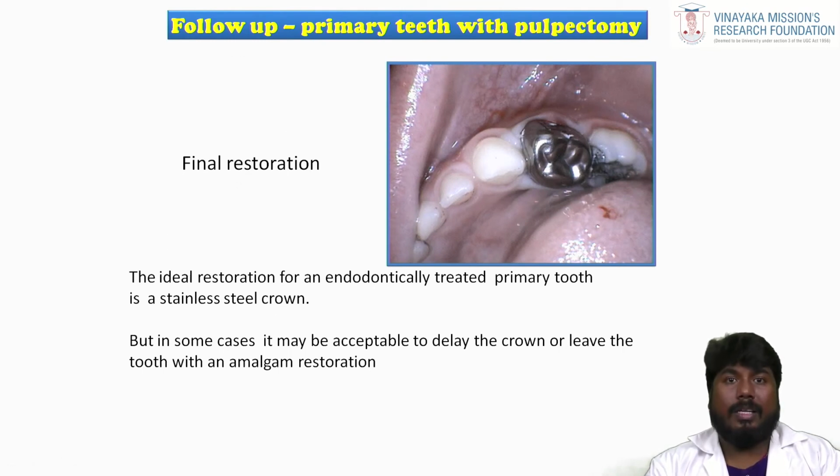The tooth should be restored with the final restoration with a stainless steel crown. This is the stainless steel crown. The ideal restoration for an endodontically treated primary tooth is a stainless steel crown, but in some cases it may be acceptable to delay the crown and leave the tooth with an amalgam restoration.